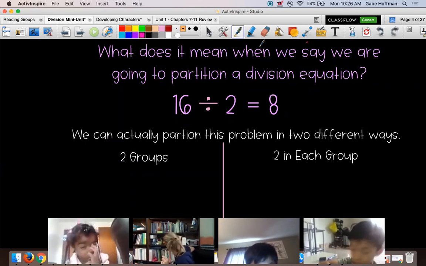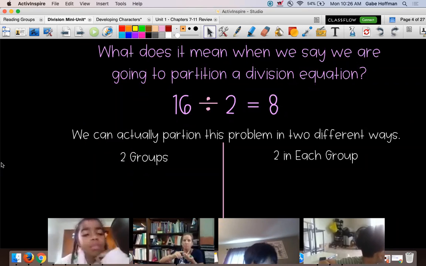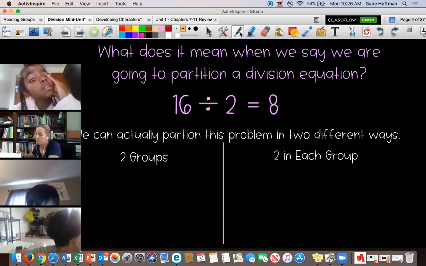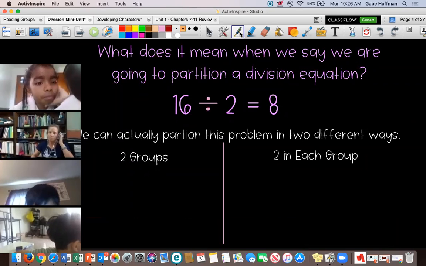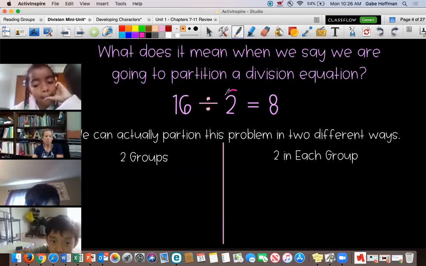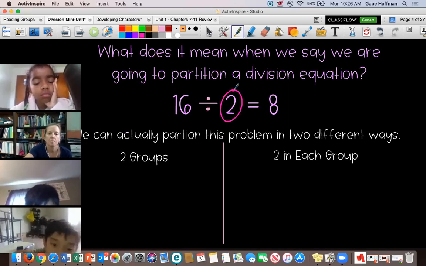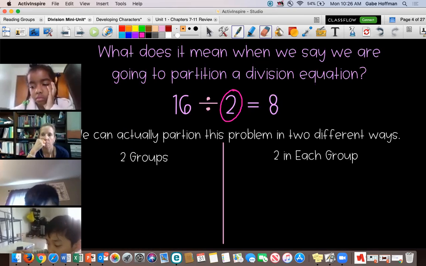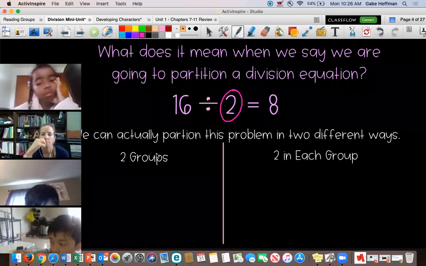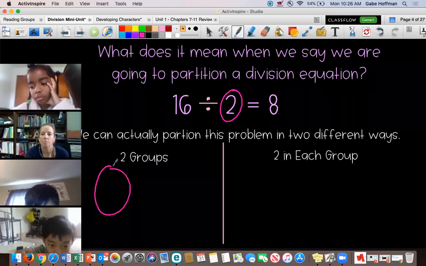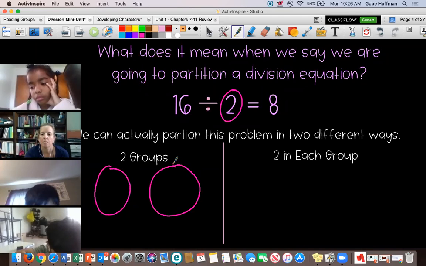So what does it mean when we say we're going to partition a division equation? That is an interesting word that you guys probably haven't heard before. What we're going to do is make groups, kind of like we did with multiplication. My divisor right here is 2, so I can turn 16 into 2 equal groups, or I can put 2 in each group. We're going to start with 2 groups, and I'm going to do circles and dots like I did with multiplication. So I'm going to equally divide 16 into 2 groups.